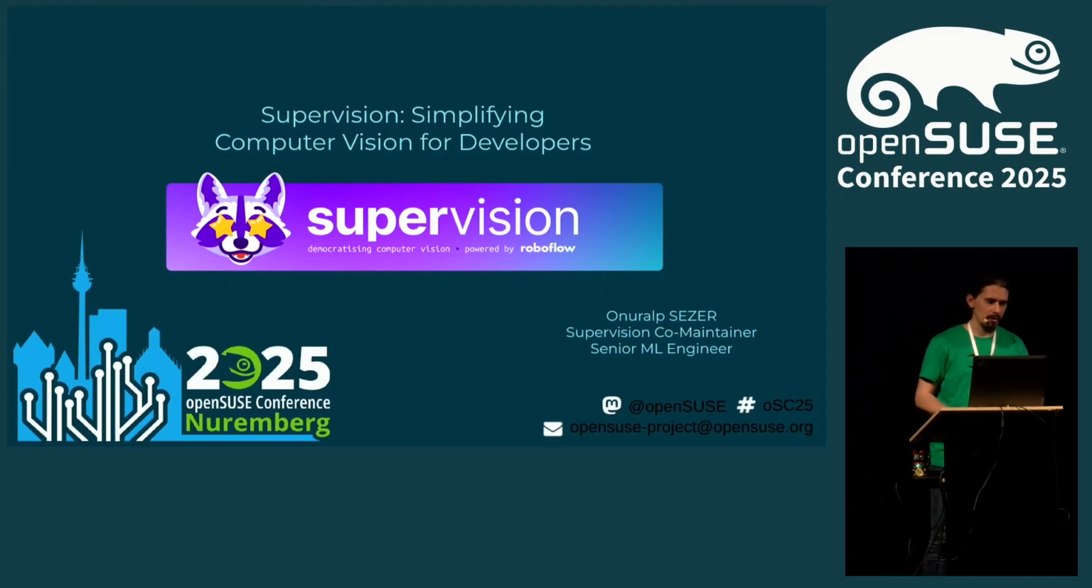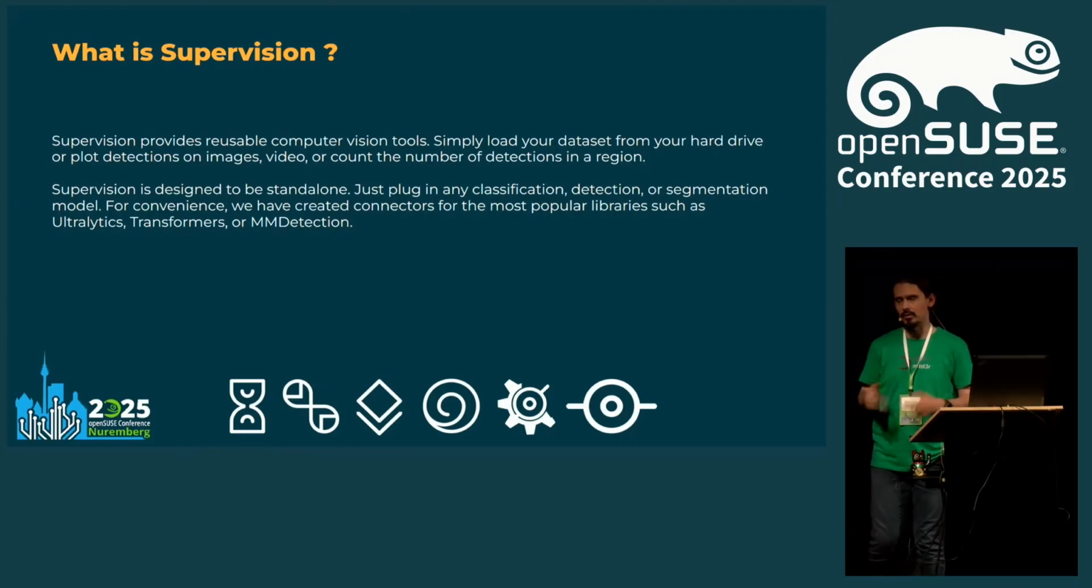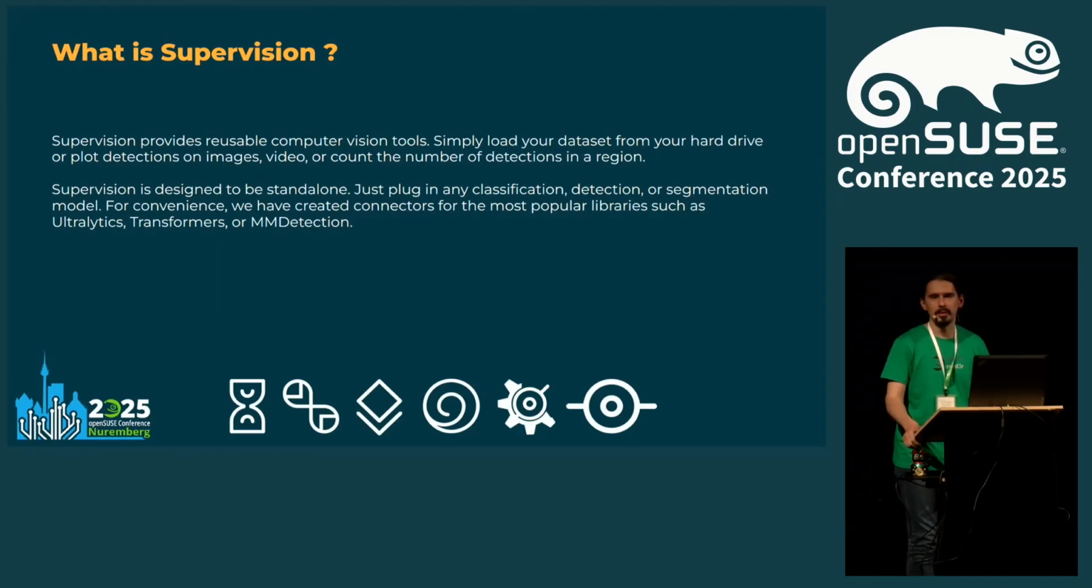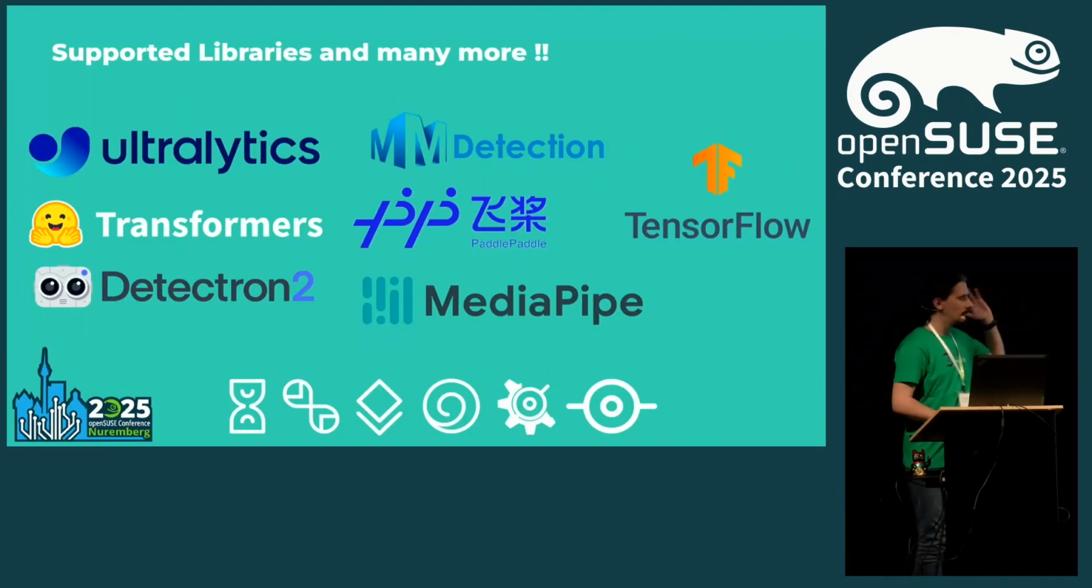So first off, what is Supervision? Supervision gives you reusable computer vision tools where you can load your dataset or your model and plug it into the system to use for any use case based on what you need, such as classification, detection, or segmentation. For convenience, we also created connectors that you can easily use with popular libraries like Ultralytics, Transformers, etc. Of course, we support many more libraries.